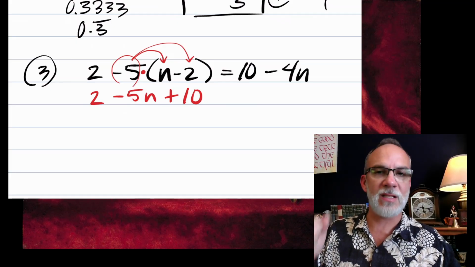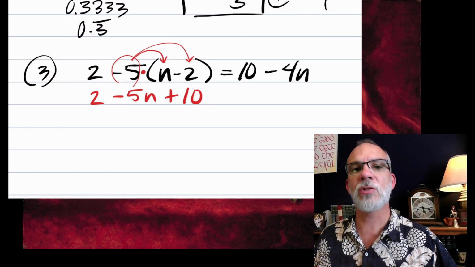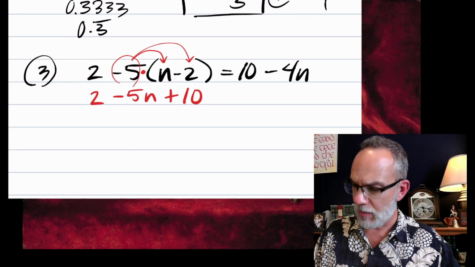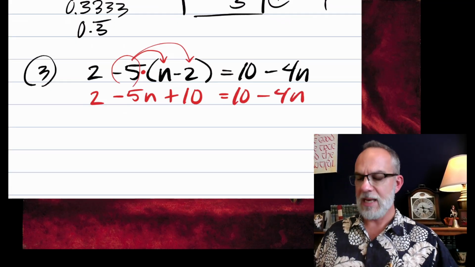If you've been in my class, I have a rubber stamp that says that because kids don't do it a lot. But you've got to distribute that negative with the 5 into the -2. All right, so now I'm going to just copy down what's on the right. 10 minus 4n.